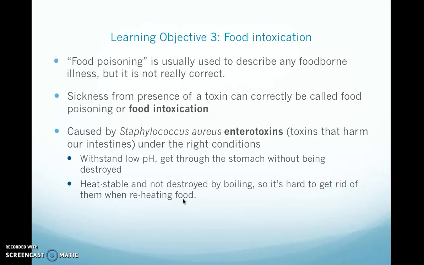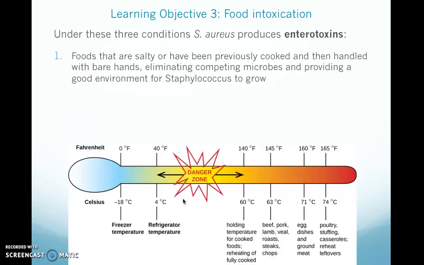Now, these enterotoxins are exotoxins, so they're protein-based, but these proteins are pH stable, so they get through our stomach. And they're also heat stable. They're difficult to get rid of when you're reheating or cooking food. They're not destroyed by boiling. So if you warm something up in a microwave or simmer it on the stove to reheat it, that's not hot enough. So even if the microbes are dead, the toxin is still there. So let's talk about the right conditions where this happens.